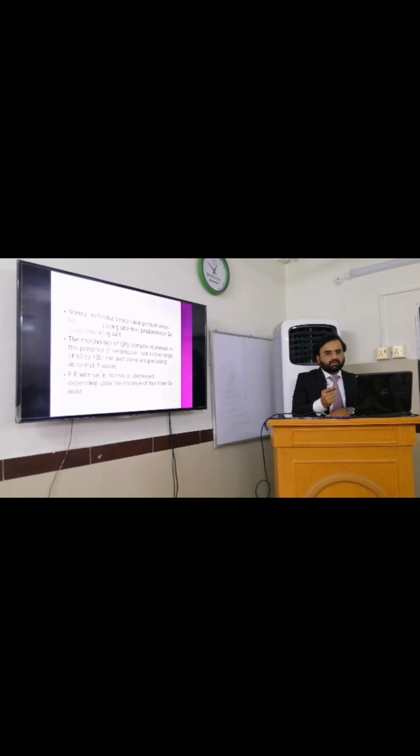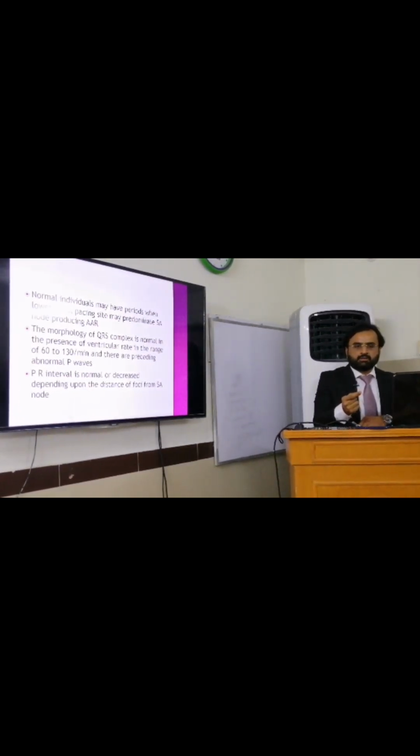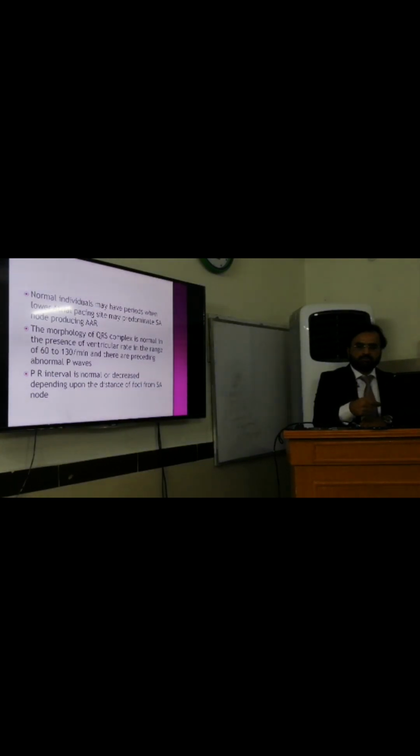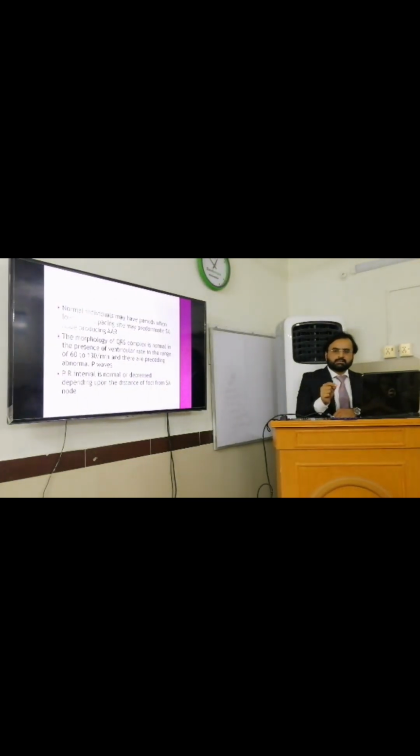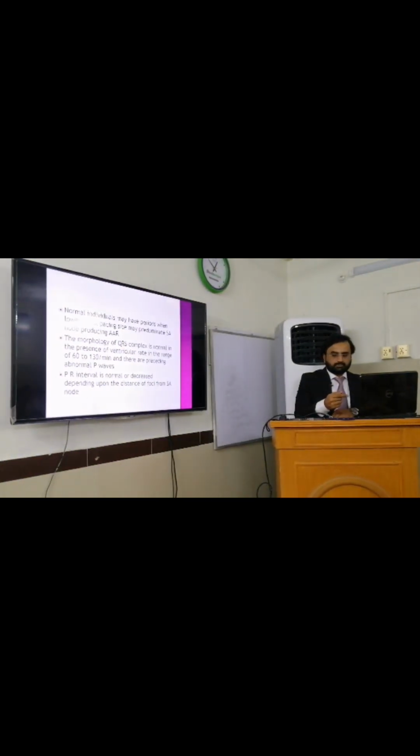So the focus primarily lies in the atrial myocytes, but adjacent to the SA node. That impulse has to travel to the SA node, depolarize the SA node, and produce the abnormal P wave. Why the abnormal P wave? Because originally the impulse has arisen from outside the SA node, and the PR interval depends upon how close or distant it is from the SA node. If it is distant from the SA node, then the PR interval will be lengthened. If the impulse is close to the SA node, then the PR interval is shorter.